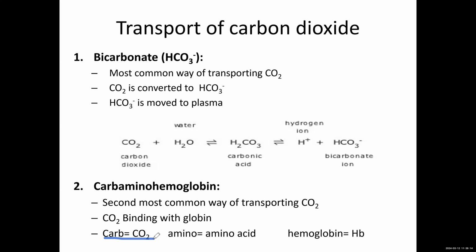Carb means CO2, amino means amino acid, and hemoglobin: carbaminohemoglobin. So that's what this word stands for. Because what is globin? Globin is a protein, so it's made of amino acids. That's why we have carb, amino, hemoglobin. We have carbon dioxide, we have the protein globin made of amino acids, and globin in this word means hemoglobin.